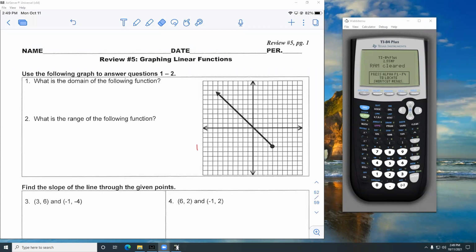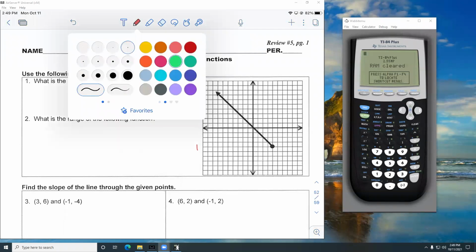We are looking at review number 5. We are reviewing graphing linear functions. This is the review for your test that's tomorrow. The first thing we're going to look at is a little review from unit 4. It asks, what is the domain of the following function and what is the range of the following function?